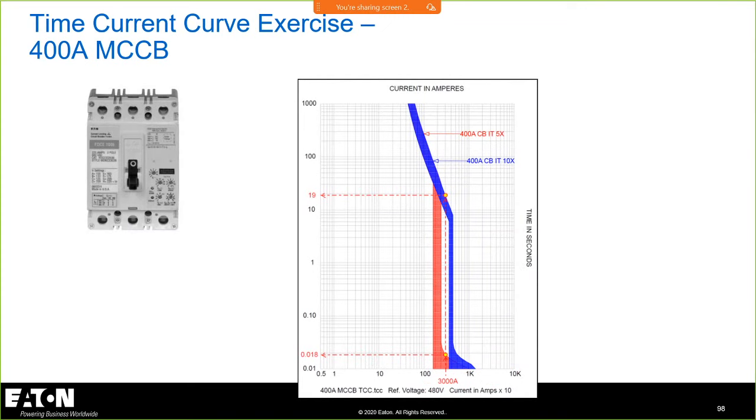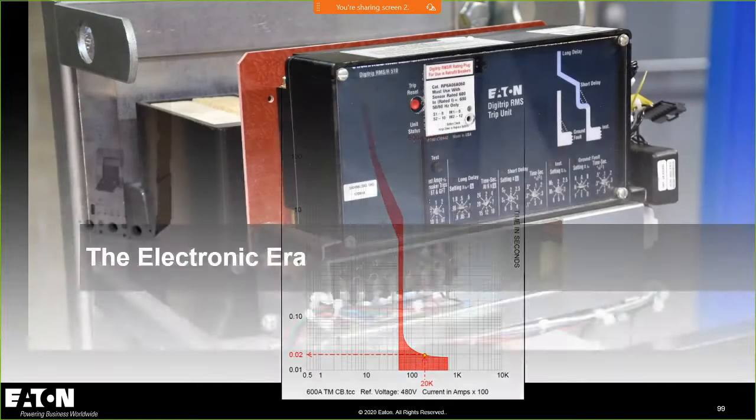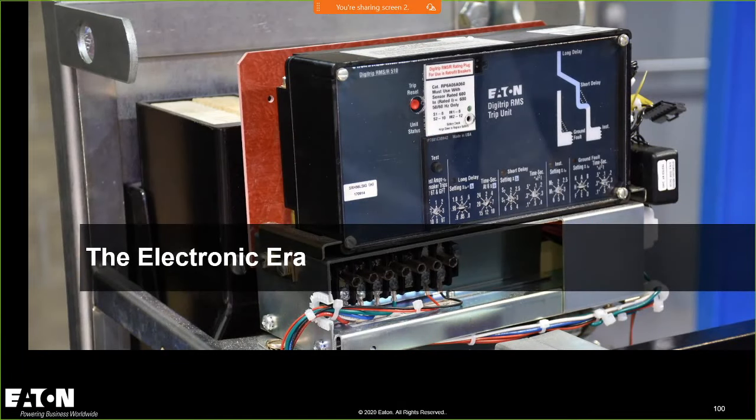This is a thermomagnetic circuit breaker that has an adjustable instantaneous, just like the one I just showed you, where you have those three dials. There's a thermomagnetic breaker that just it is what it is. It's a 600 amp thermomagnetic breaker. There's no adjustability to that. And that's basically how breakers have been built for years.